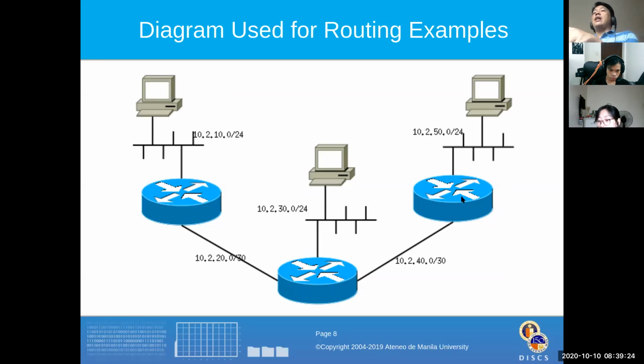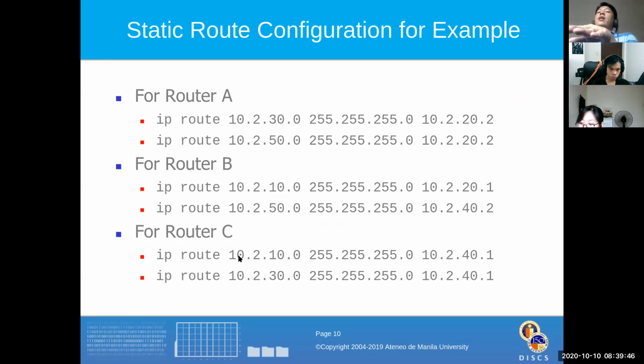Now, if I'm router C, whether I go to network A or network B, I simply send it to router B. But this time, I use the network between router B and C, which is 10.2.40.1. So this IP address here is 10.2.40.1. This is 10.2.40.2, diba? As we saw kanina. This is 10.2.40.1. So whether I go here or here, send it to 10.2.40.1, right? So whether I go to 10.2.10.0 or 10.2.10.30/24, I send it to 10.2.40.1. And that's it. And my routing exercise is over.